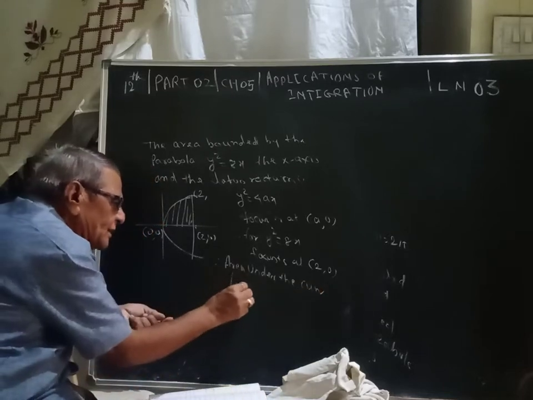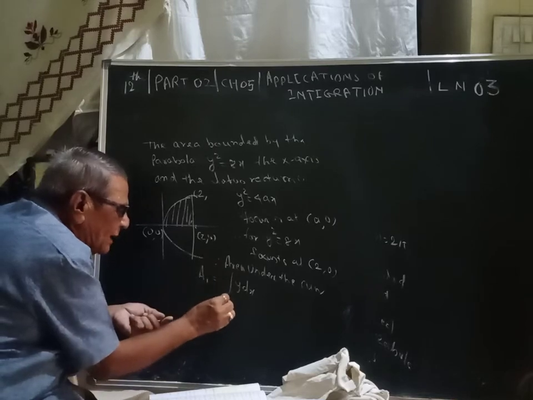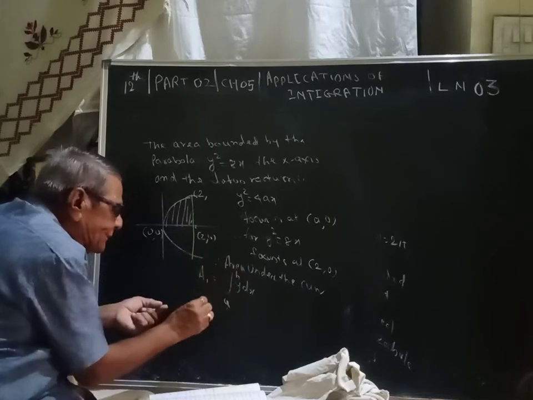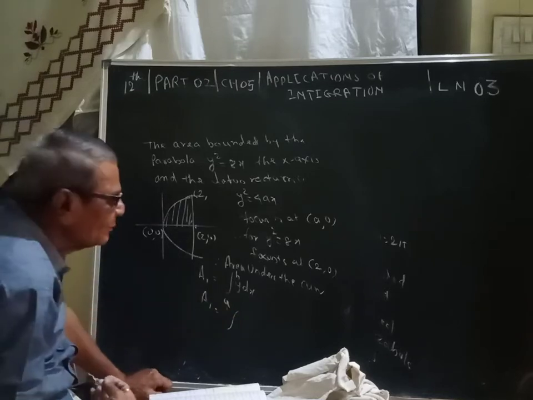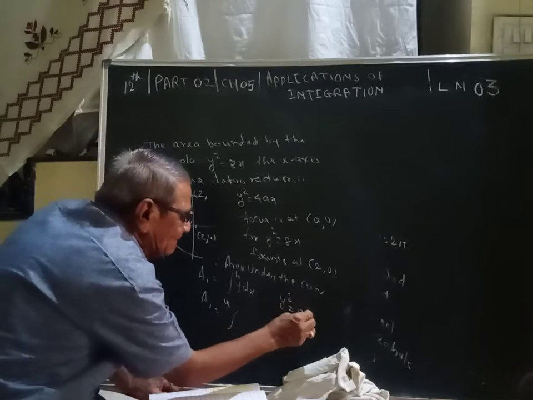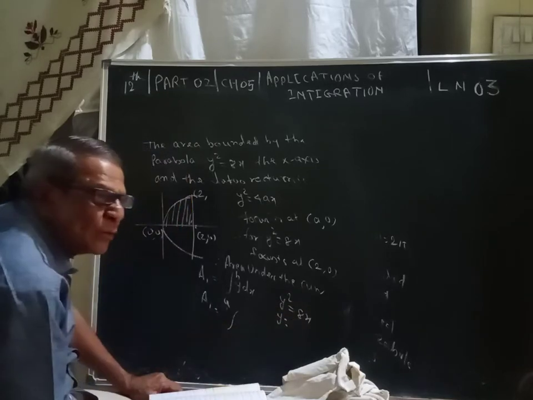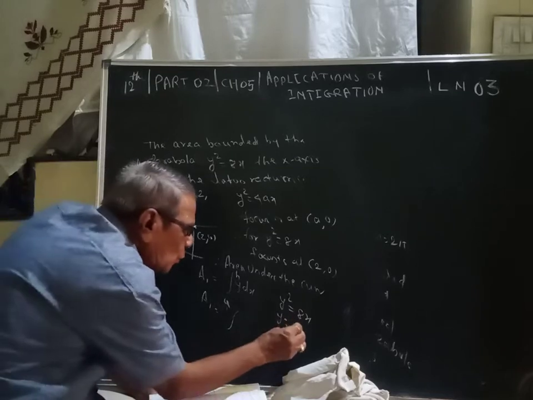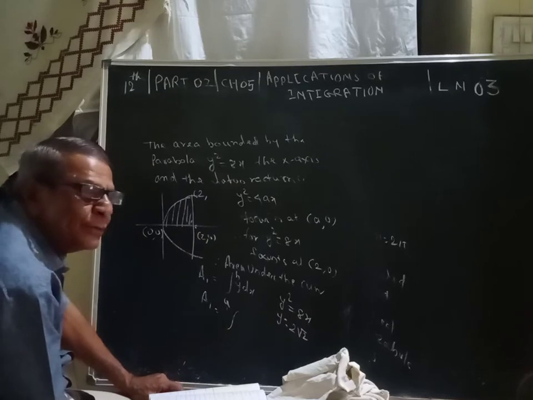Area under the curve is equal to integration of y dx, A1, between the limits a to b. So A1 is equal to... let us find the value of y. y square is equal to 8x, so y is equal to 2 root 2 root x.